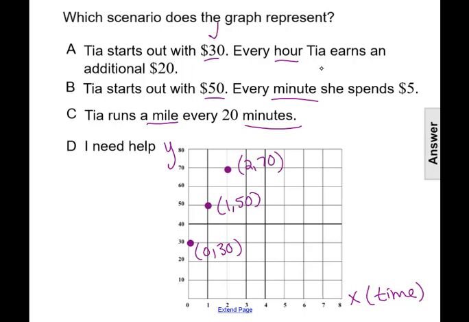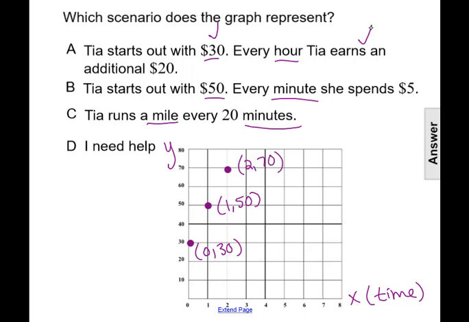So then every hour after that, Tia earns an additional $20. Starting with that 30, you would have $20 more than 30 after the first hour. So you would have 1, 50, which we have. And then after that, we would go $20 more from 50, so you would have 2, 70. So it looks like that description, that scenario, is matching this graph.